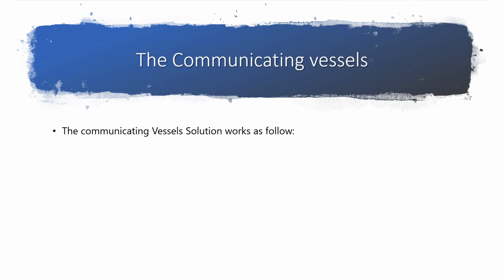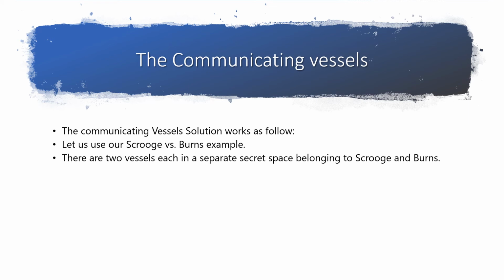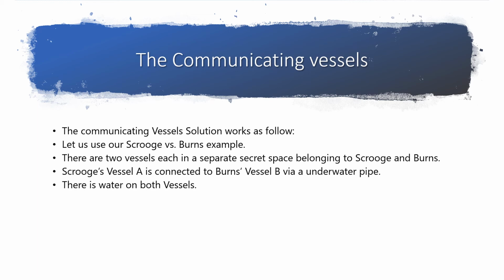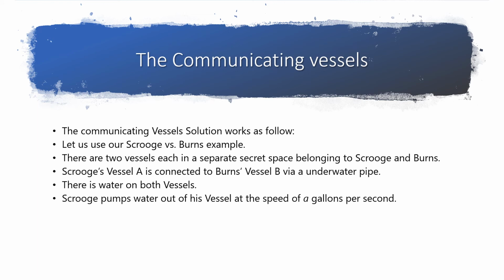let's look at what happened. The communicating vessel solution works as well. Let us use our Scrooge versus Burns example. There are two vessels, each in a separate secret space belonging to Scrooge and Mr. Burns. Scrooge's vessel A is connected to Mr. Burns' vessel B via an underwater pipe. There is water in both vessels. Mr. Scrooge is pumping water out of his vessel at A gallons per second, while Mr. Burns pumps water out of his vessel at B gallons per second.